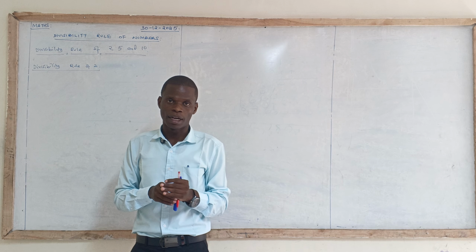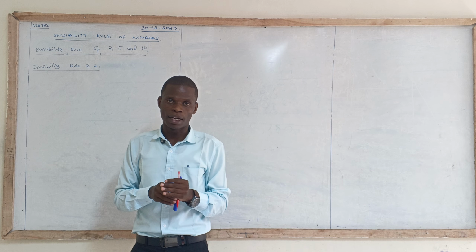So there's a reason why we are having 2, 5, and 10. These are the rules where we look at the last digits. So to know if a number is divisible by 2, look at the last digit. If the last digit is 0, 2, 4, 6, or 8, then we say that that number is divisible by 2.